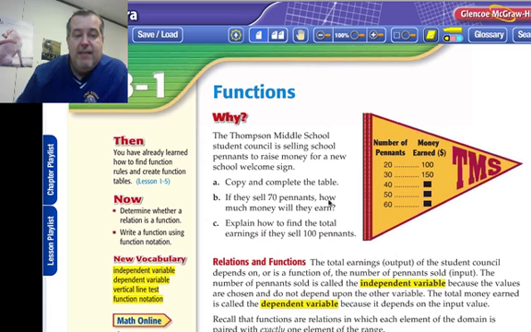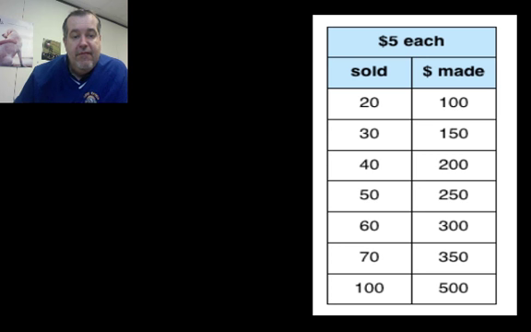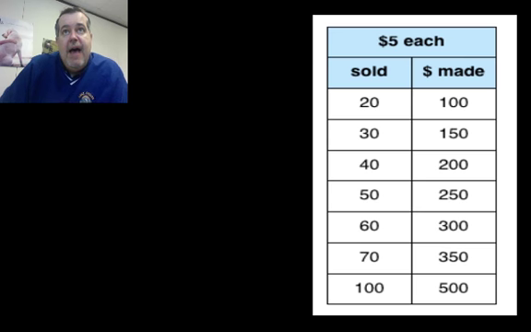Now, in C, it says explain how to find the total earnings if they sell 100 pennants. Well, obviously, we're going to take 100. We're going to multiply it by 5 because they get $5 for each, and the result would be $500. So basically we have kind of like a little input-output box. We input the number of pennants sold, we multiply that by 5, and our output is the product of the two numbers.